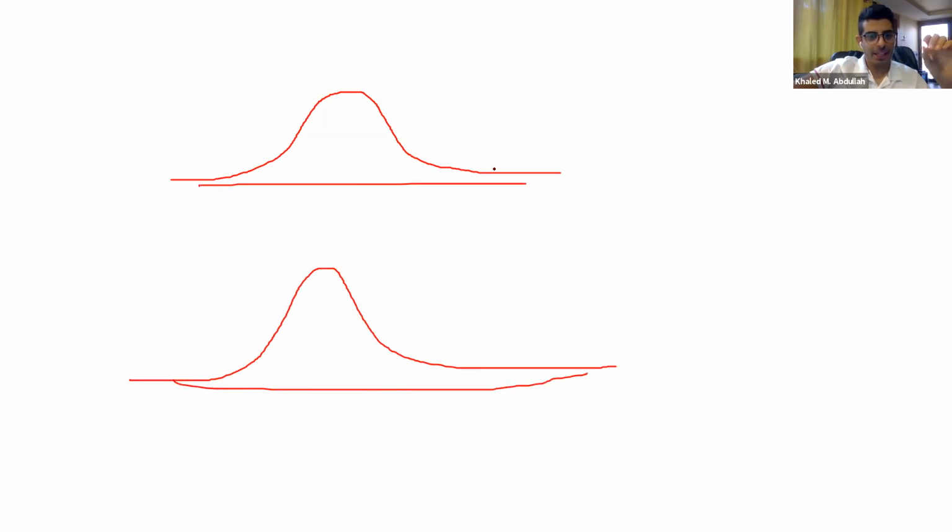Let's say the mean here is 10, and the mean here is 100. The standard deviation here, this is sigma, is 1. The standard deviation here is 10.